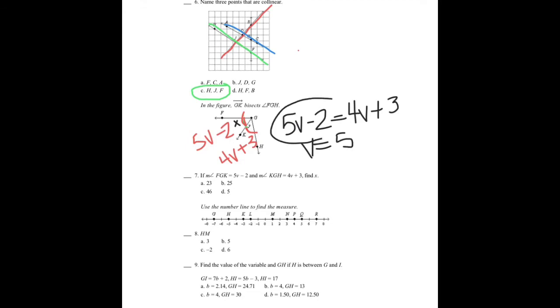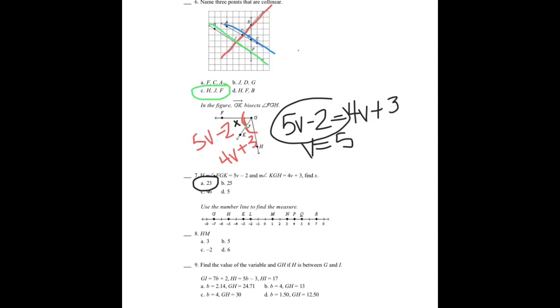X is this angle right here, okay? Well, here's what I know. I know that the measure of these two angles are equal, so I'm going to say that 5V minus 2 equals 4V plus 3. Subtract 4V from both sides, that gives me V equals, add 2 to both sides, 5, and then just plug that back in. If V is 5, 5 times 5 is 25 minus 2 is 23. So the correct answer is letter A.